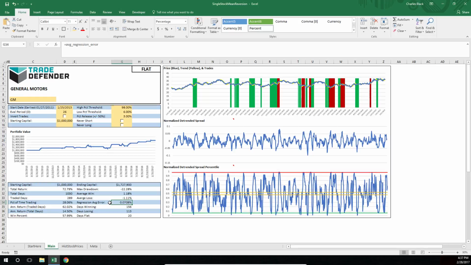Here, though, we still have a pretty impressive return, 72% over our 1,030 days. We've traded a little bit less than 1/3 of the time, and on an annualized basis for traded days, it's a 62% annual return, and on total days, that's 14%. So even if you just put your money in cash during the times where this strategy told you not to trade, you'd still make 14% year over year for more than 4 years. This is a similar winning percent to our other strategies, about 58%, and our average win, again, is similar to our average loss.